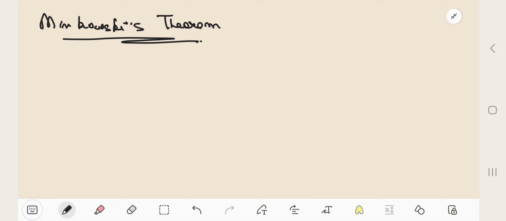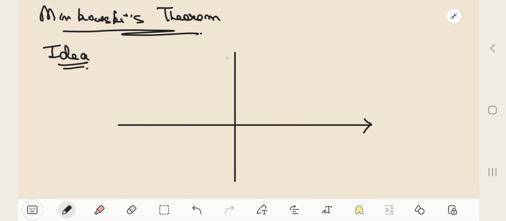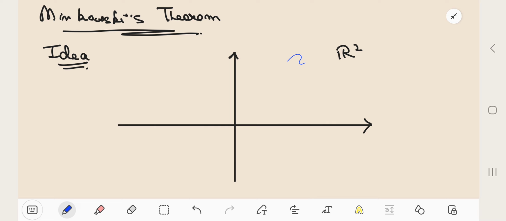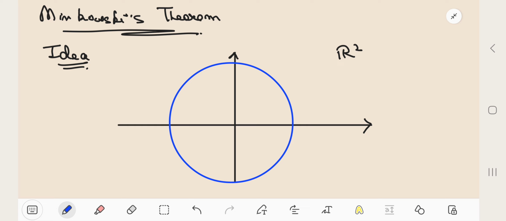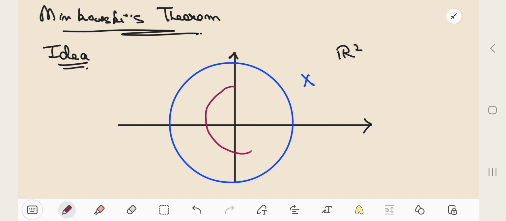Okay. The main idea of this theorem is quite intuitive to follow. Suppose I start with R2, and let's say I have some space. Let me be very trivial. Suppose this is a large ball, which we call X, and I consider a smaller ball.